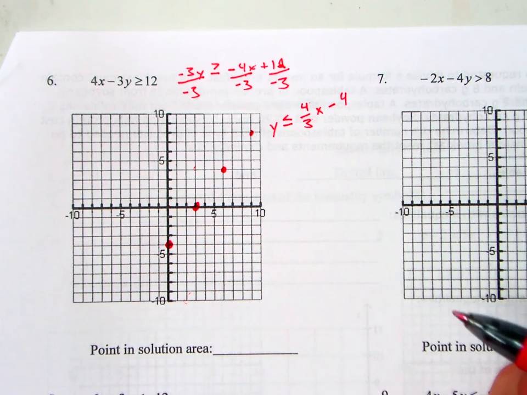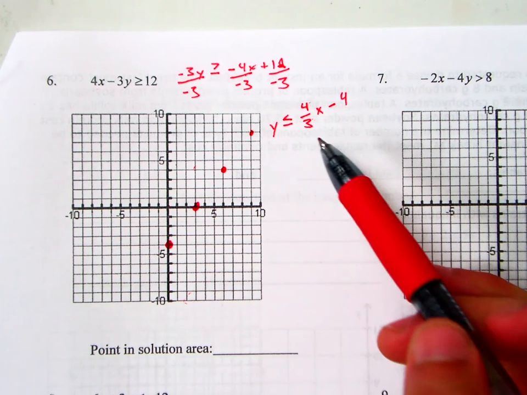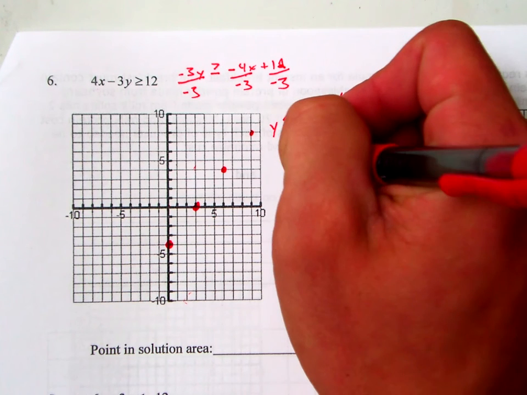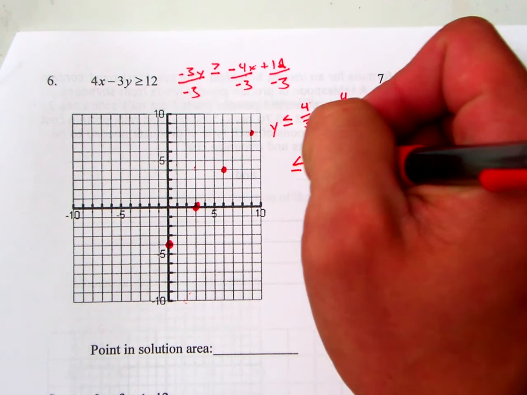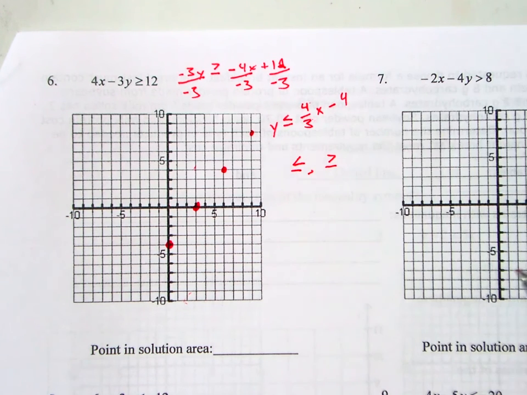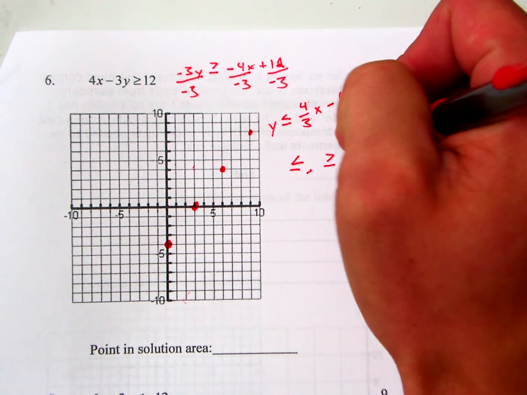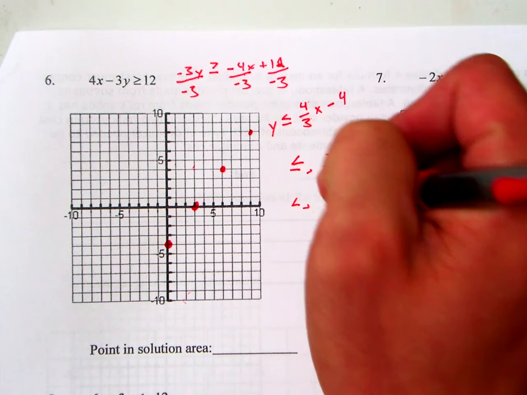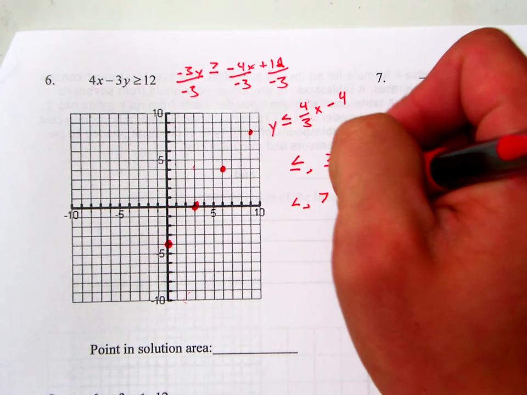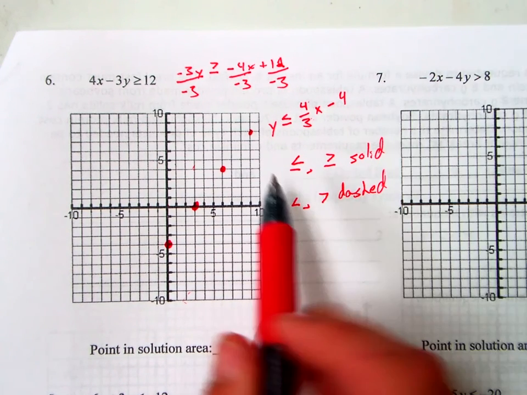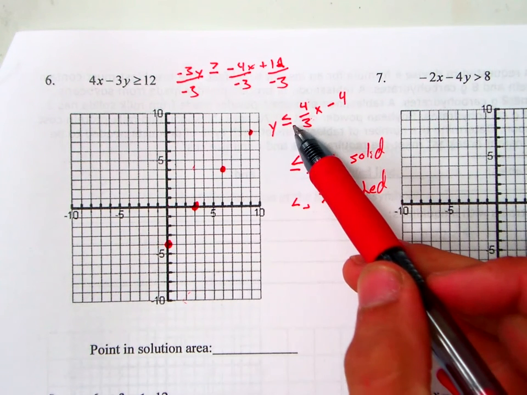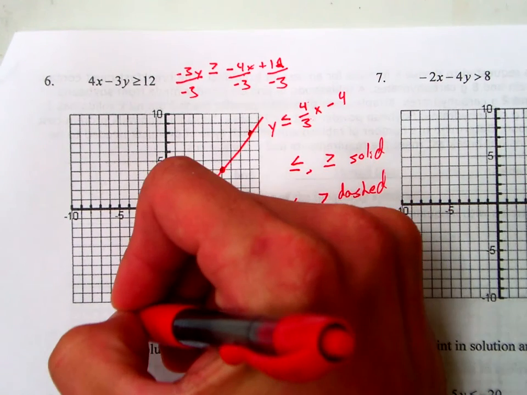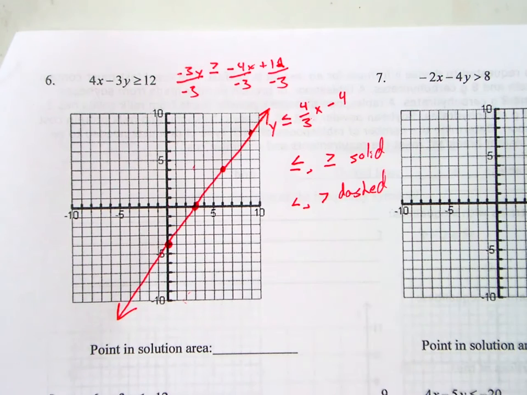Okay, so you can see where my line's going to be. Now the question becomes, is it going to be a solid line or a dashed line? So here's just a little bit of notes. If you ever have less than or equal to or greater than or equal to, one of those signs, then your line is going to be solid. If you have strictly less than or strictly greater than, then your line is going to be dashed. So in this case, we've got less than or equal to, so my line is going to be solid. Okay, so there's my line.